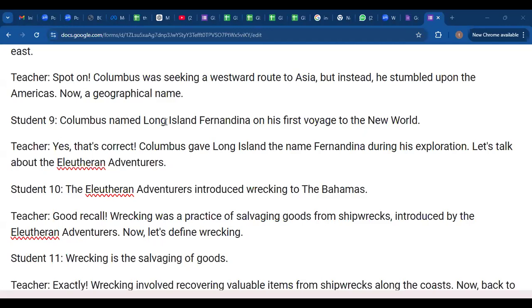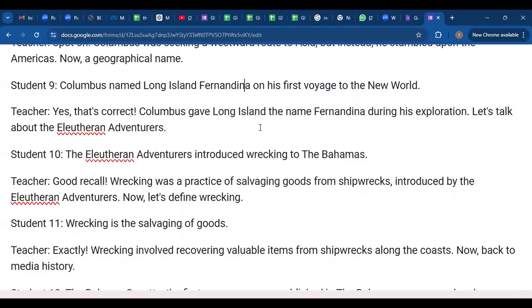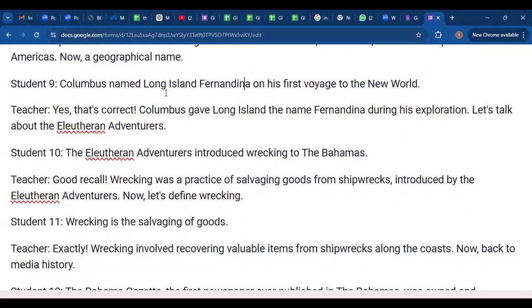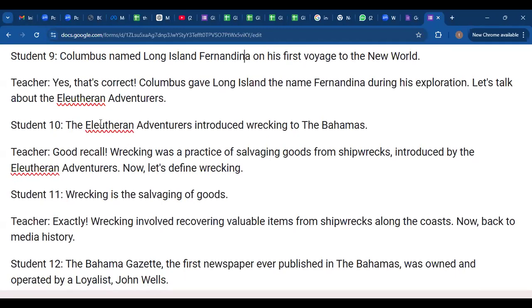Columbus named Long Island Fernandina on his first voyage to the New World. Teacher, yes, that's correct. Columbus gave Long Island the name Fernandina. During this explanation, let's talk about the Eleutherian Adventurers. The Eleutherian Adventurers introduced wrecking to the Bahamas.